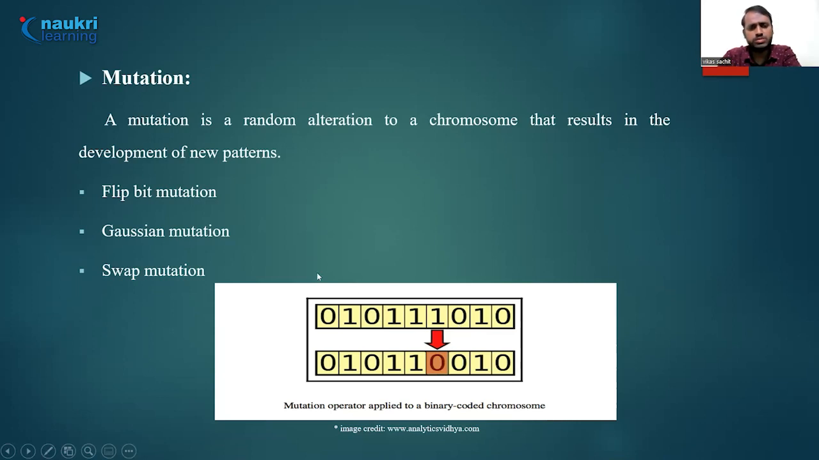Typically there are three operators in mutation: flip bit mutation, Gaussian mutation, and swap mutation. Flip is nothing but if 1 is there, then it becomes 0, otherwise 1. Swap is where it will exchange values. That is known as swap mutation. So this is about the mutation.